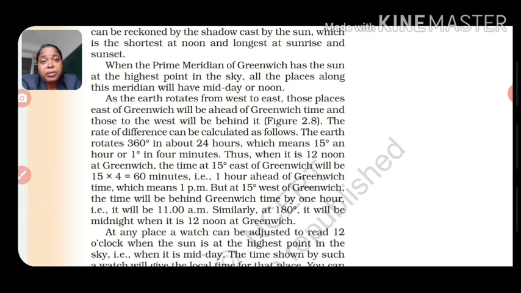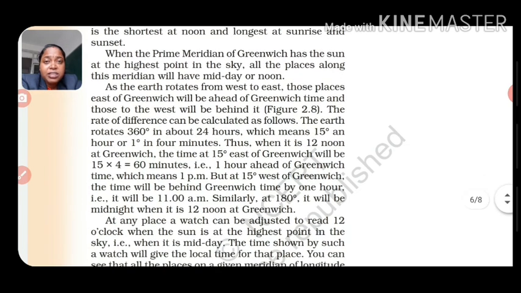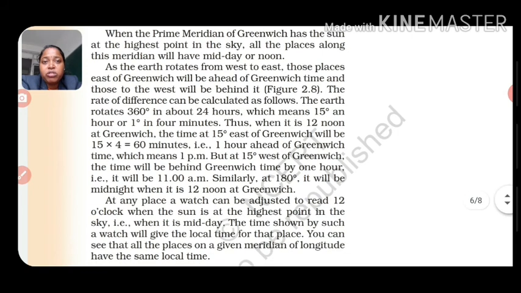Suppose it is 12 o'clock at Greenwich, meaning at the prime meridian line the timing is 12 o'clock. Then ahead of that, if we are going eastward, it will be what? 1 p.m., right? And when we are behind Greenwich, then it will be 11 a.m. Okay, so like this we used to calculate the timings also, according to the degree.